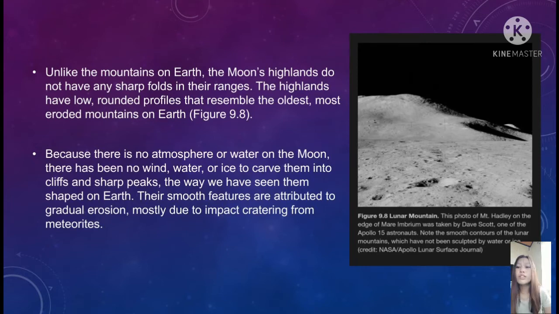Unlike the mountains on Earth, the moon's highlands do not have any sharp folds in their ranges. The highlands have low, rounded profiles that resemble the oldest, most eroded mountains on Earth. And because there is no atmosphere or water on the moon, there has been no wind, water, or ice to carve them into cliffs and sharp peaks, the way we have seen them shaped on Earth. Their smooth features are attributed to gradual erosion, mostly due to impact cratering from meteorites.